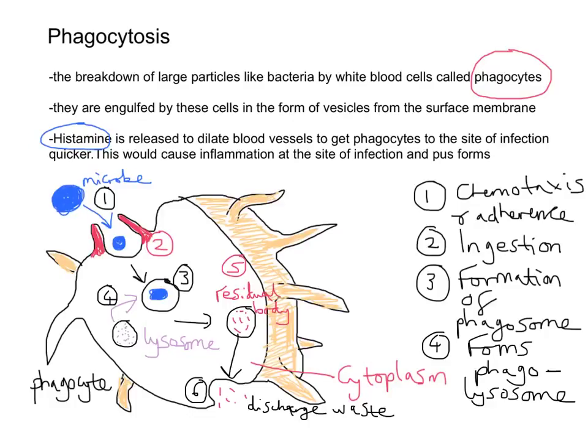So you get chemotaxis and adherence of the microbe to the phagocyte, number one. And number two, we get ingestion of the microbe by the phagocyte. Number three, we get the formation of this vesicle called the phagosome. The phagosome joins with a lysosome containing digestive enzymes to form a phagolysosome, and that's number four. Those digestive enzymes break down that microbe, and any undigested material remains as a residual body, that's number five, and then we discharge all that waste material, and that's point 6 on the diagram. And that ultimately is our process of phagocytosis.